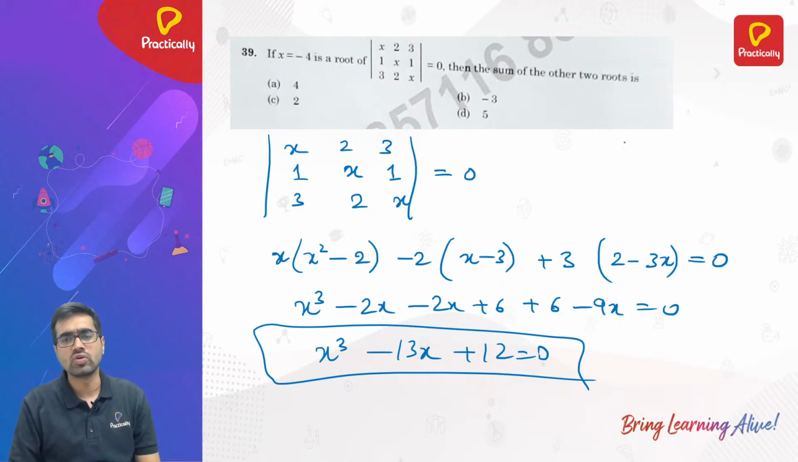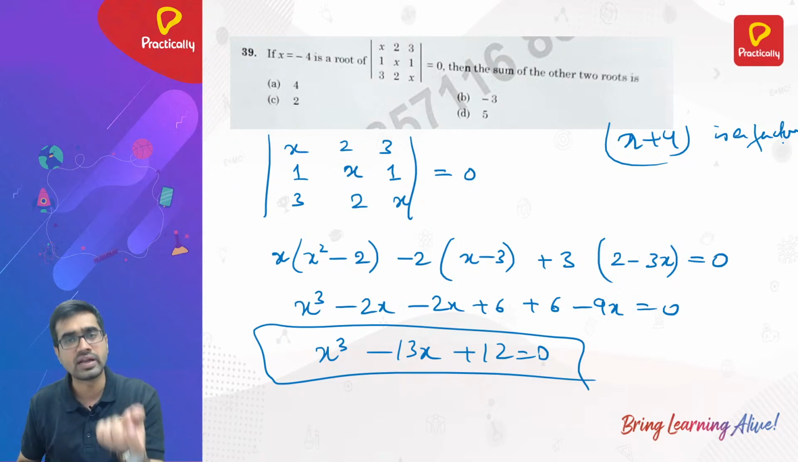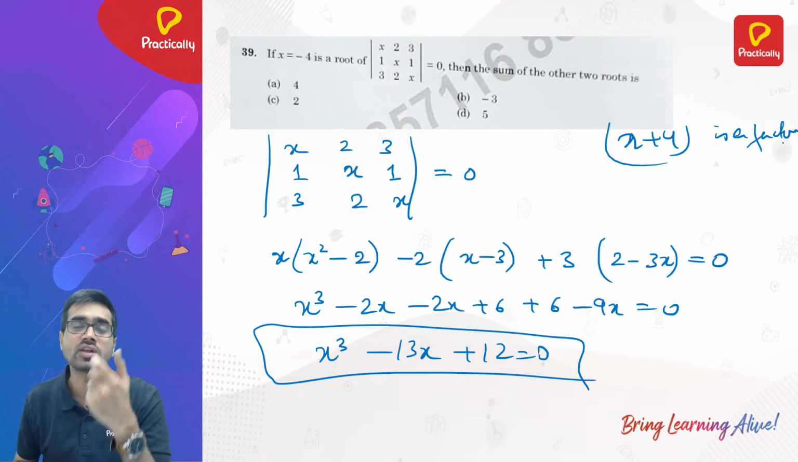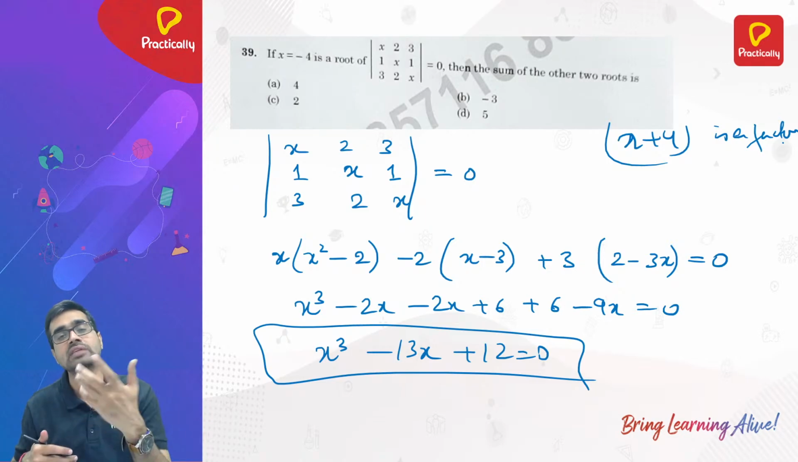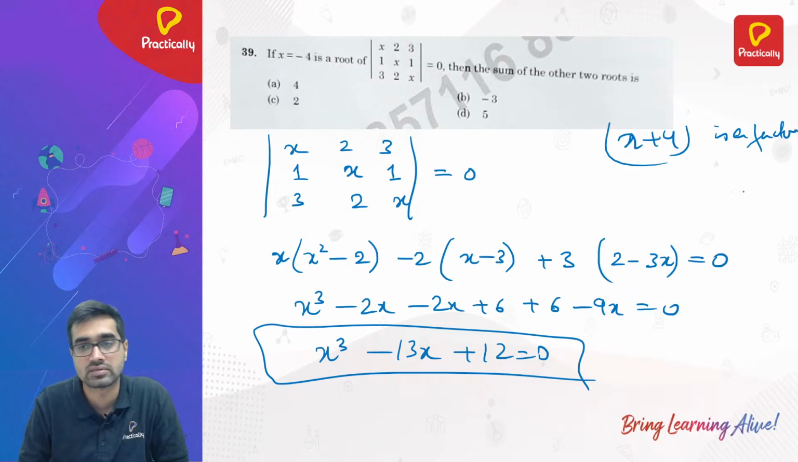x minus 4 is a root, so x plus 4 is a factor of this. If it is a factor, it will completely divide it. Divide it, it will be a quadratic polynomial. Find the roots of the polynomial or use alpha plus beta is minus b upon a directly and save your time. Let's divide this x cube minus 3x.